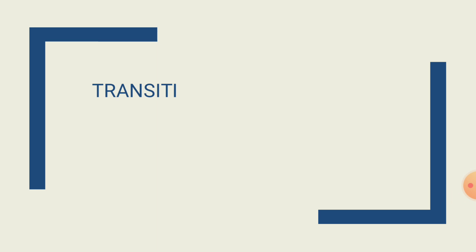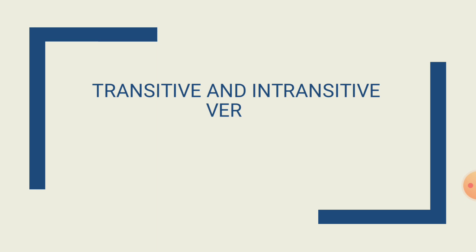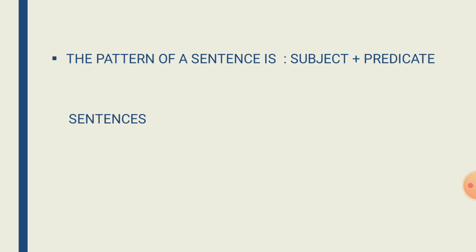Today I am here with another important topic in grammar, that is transitive and intransitive verbs. Before entering into today's subject matter, let's see the pattern or structure of a sentence. A sentence has two parts, subject and predicate. A subject can be defined as the doer of an action or whom we are speaking about in a sentence.